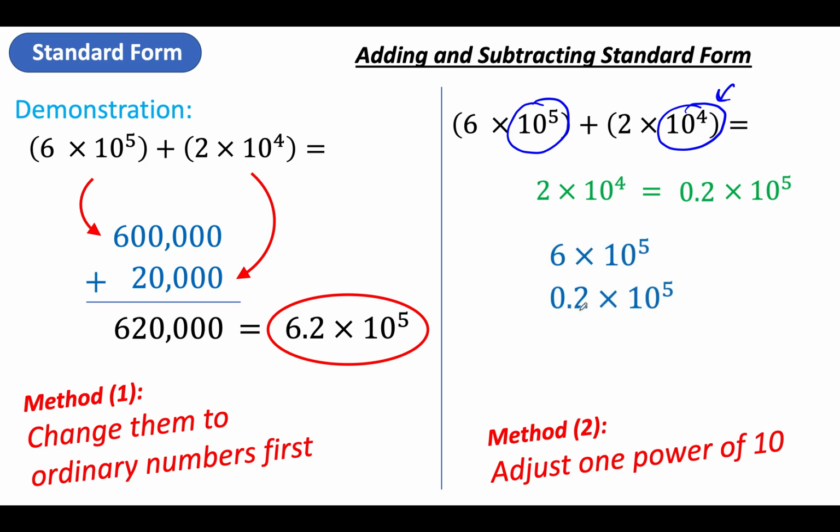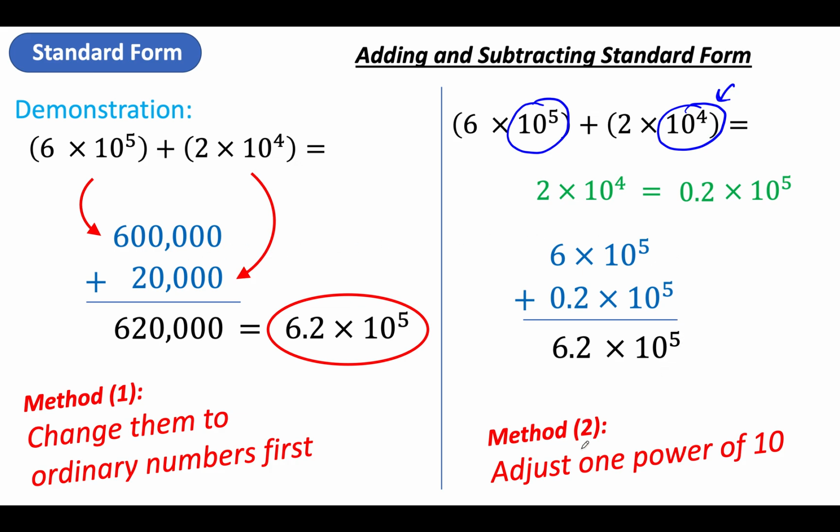I can actually just add together the 2 decimal parts of my number. If I do that, I get 6.2. Now my powers don't change. Notice how over here we ended up with still the power of 10 to the power of 5. I'm not going to suddenly get 10 to the power of 10. It's still 10 to the power of 5. And that's because that just tells me the place value of my numbers.